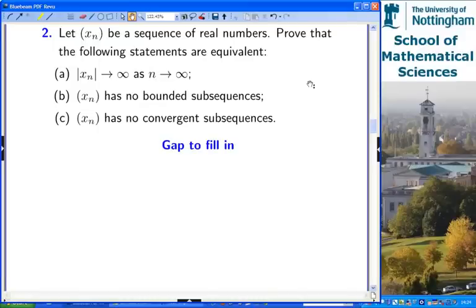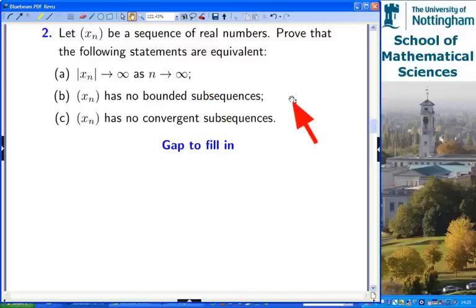Now, here are 3 statements you can say about a sequence of real numbers. One of them is that the modulus tends to infinity as n tends to infinity. Now, that doesn't tell you that xn tends to plus or minus infinity, because it could be something like minus 1 to the n times n, which oscillates wildly and doesn't tend to either of the infinities because it goes -1, 2, -3, 4, -5, 6, and so on. That doesn't tend to infinity, and it doesn't tend to minus infinity, but the modulus of it will give you 1, 2, 3, 4, which will tend to infinity. So that's the sort of sequence we're talking about, where if you take the modulus of the terms, you get a sequence tending to infinity.